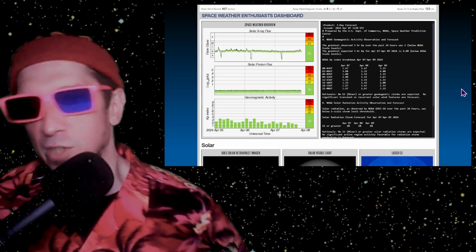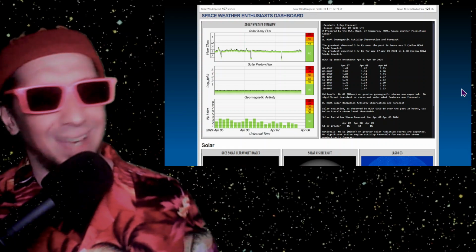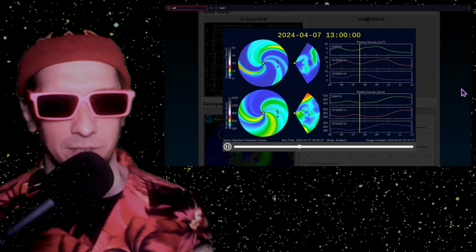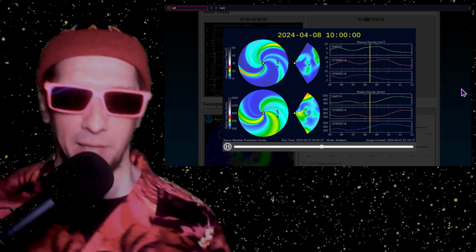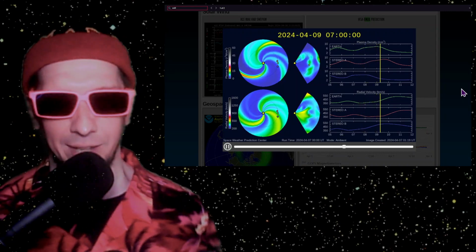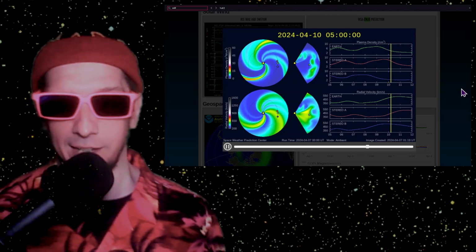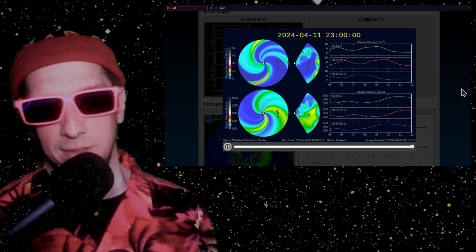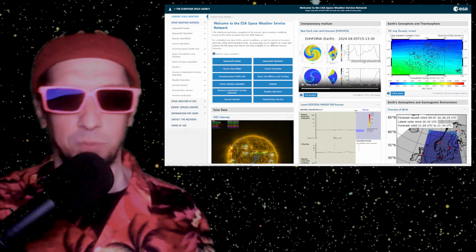Anyway, space weather enthusiast dashboard's next, and we ain't got no space weather on the way. Things are pretty chill between Earth and Sun space weather. We cover it from the photosphere all the way down to planet Earth. So there is NOAA's Enlil spiral, and as you can see, not very exciting times to come for the next few days.